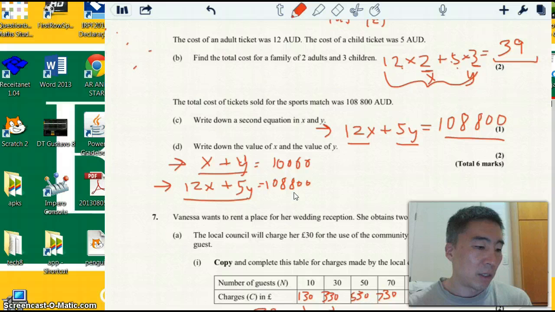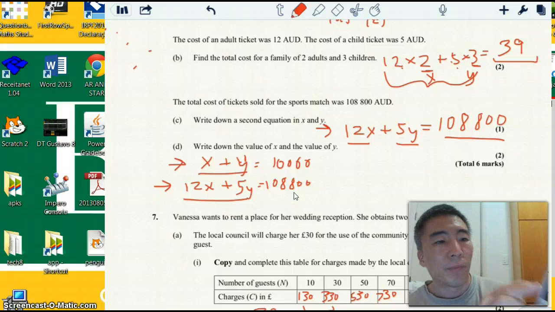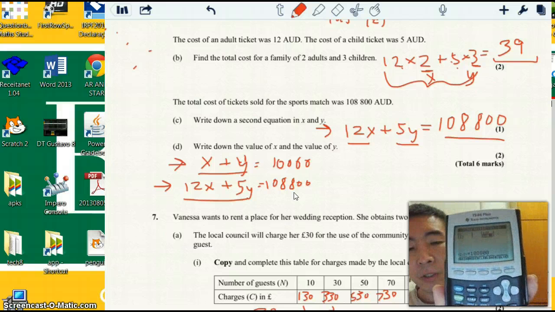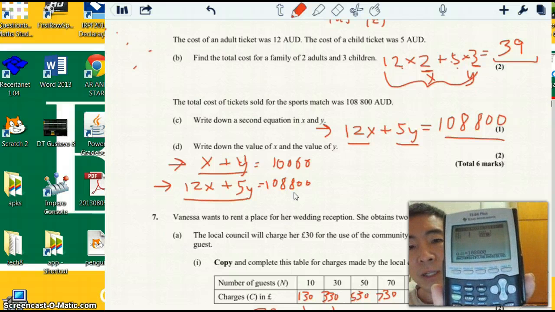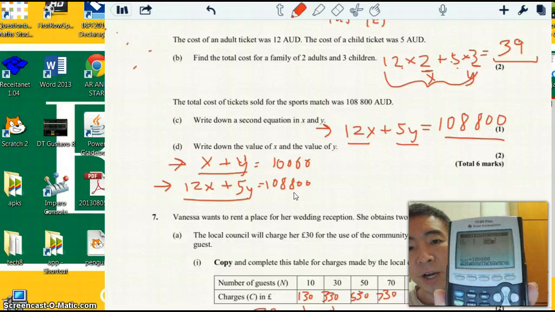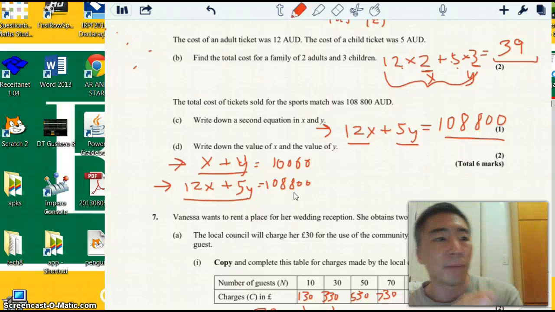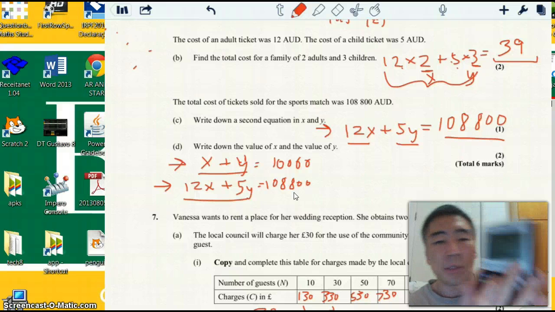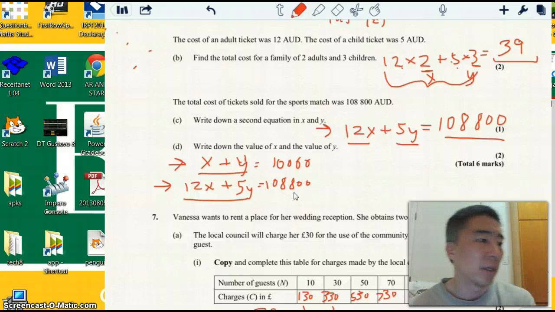And 108,800. Okay, so you can see there that I put 1, 1, 10,000 on top, although the 10,000 is cut off, and then I put 12, 5, 108,800 on the bottom. And then I'm going to press solve here.